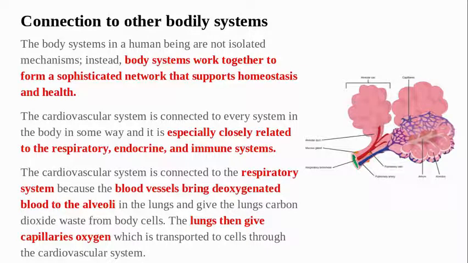So the body systems in our body are not isolated mechanisms. Instead, they work all together to create this network that supports homeostasis throughout the body. So the cardiovascular system is connected to pretty much every other system in the body, but is especially closely related to the respiratory, endocrine, and immune systems. So we talked about this before, the gas exchange processes. That's how the cardiovascular system is connected to the respiratory system, because as you can see here, the capillaries cover these alveoli, which are the air sacs in the lungs, and they carry out that gas exchange process.